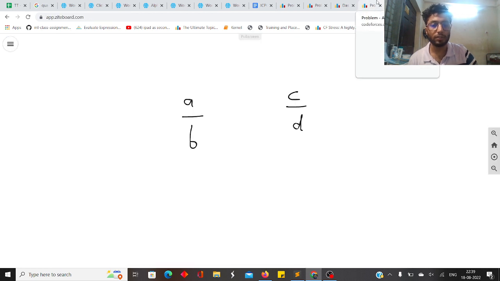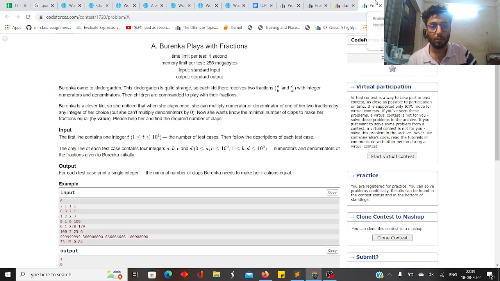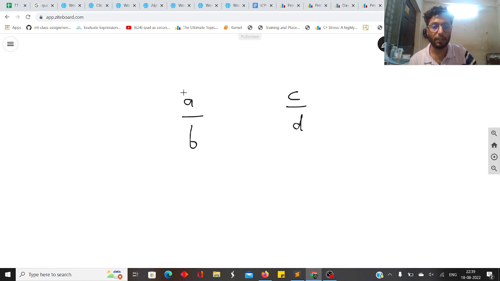For zero operations, a by b has to be exactly equal to c by d. Let's see the case when we have to do one operation. Since you can multiply by any integer, one of the cases is when either a is equal to 0 or c is equal to 0, then you can just multiply the other integer by 0 and both fractions will become equal to 0. That's going to take us one operation. And if both of them are 0, then the fraction is already equal to 0.